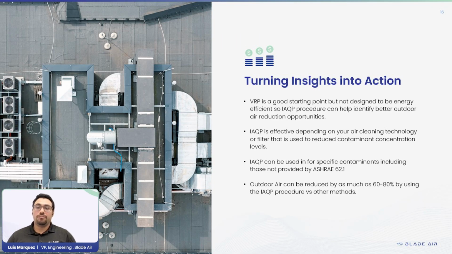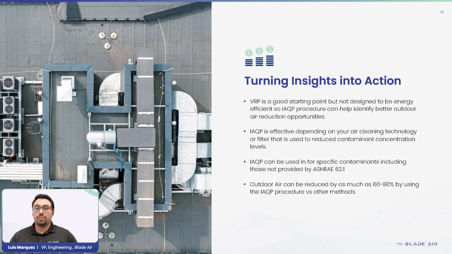While the ventilation rate procedure is a good rule of thumb and a good starting point necessary to ensure minimum ventilation rates and supply air sizing, the IAQP method can be used to better decide the ratio of recirculated air versus new air that needs to be conditioned into the space in order to really ensure optimal air quality and actually improve energy efficiency. Another thing to take away is that the IAQP is effective really depending on your air cleaning technology or the filter that is being used. If you don't have good filtration, then it's not going to work at the end of the day.